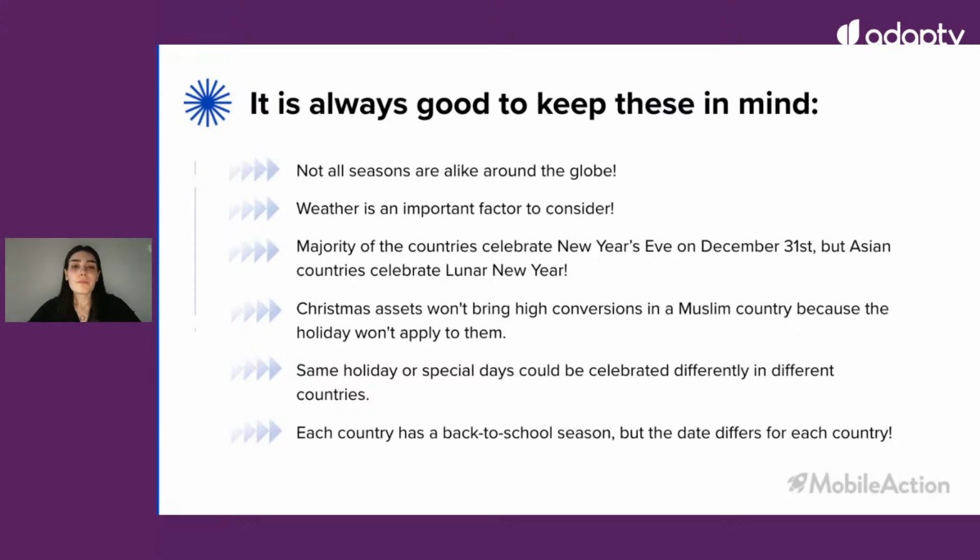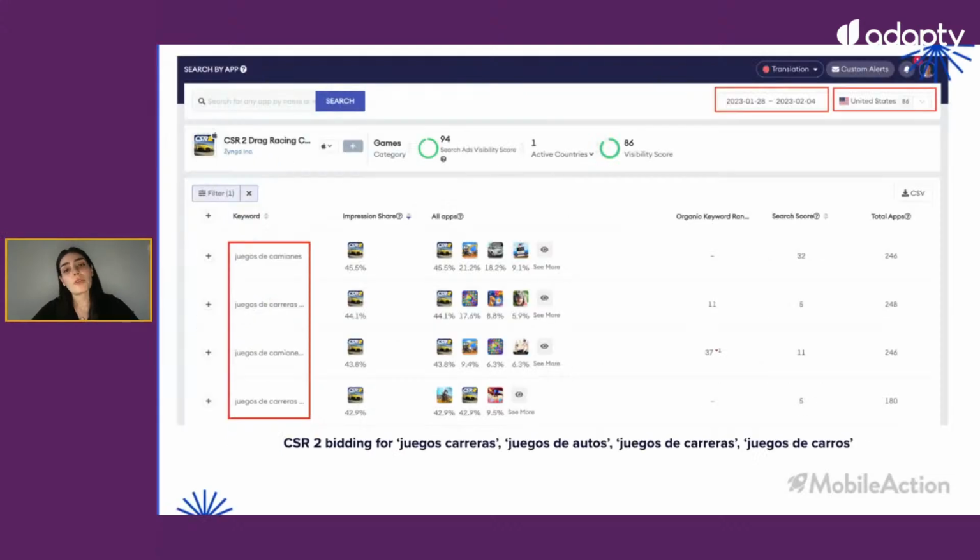The majority of the countries celebrate New Year's Eve on December 31st, but for example, Asian countries celebrate Lunar New Year. And another thing is Christmas. Christmas assets won't bring high conversion in a Muslim country because the holiday won't apply to them. The same holiday or special days could be celebrated differently in different countries and regions. And each country has a back to school season, but the dates differ in each country. So let's show you some examples and cases.